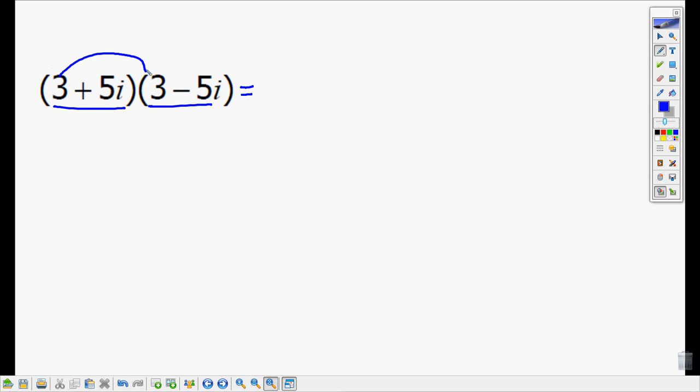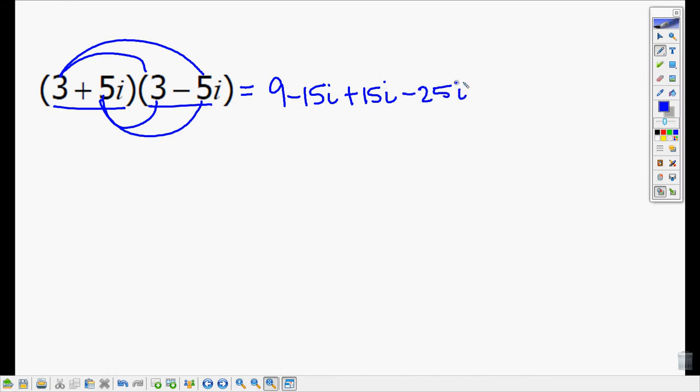So we have 3 times 3 is 9. 3 times negative 5i is negative 15i. Then I have 5i times 3 is positive 15i. And 5i times negative 5i is negative 25i squared. So again, I'm going to combine my like terms and replace my i squared in one step.